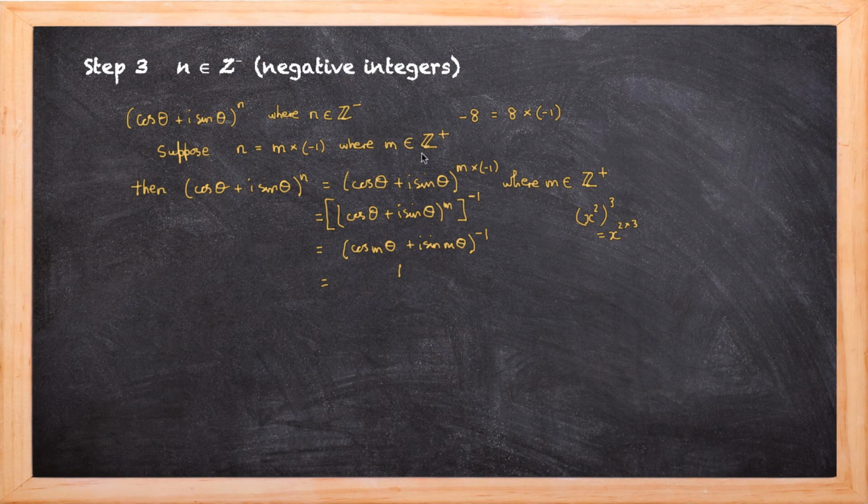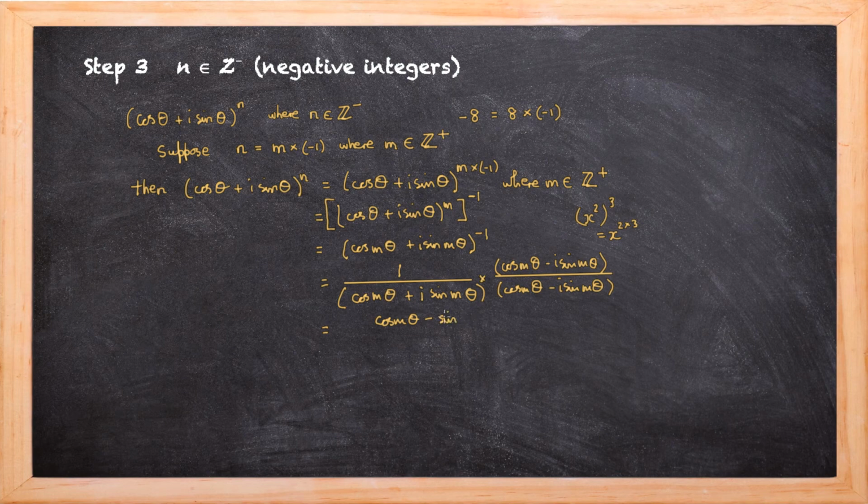The meaning of to the power negative 1 is 1 over that complex number. So we've got 1 over cos m theta plus i sine m theta. Let's simplify that. And the usual trick is to multiply it by cos m theta minus i sine m theta over cos m theta minus i sine m theta. That's the conjugate of the denominator there. So it's multiplying by 1 basically. And on the top of that fraction, we'll get cos m theta minus i sine m theta.